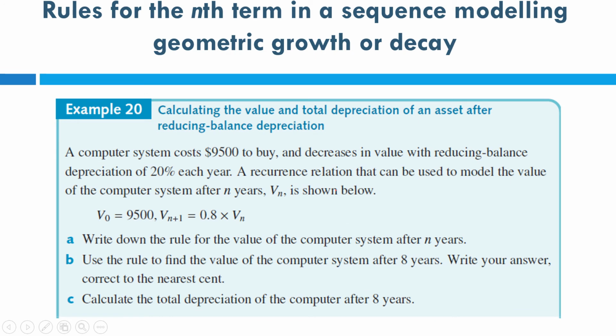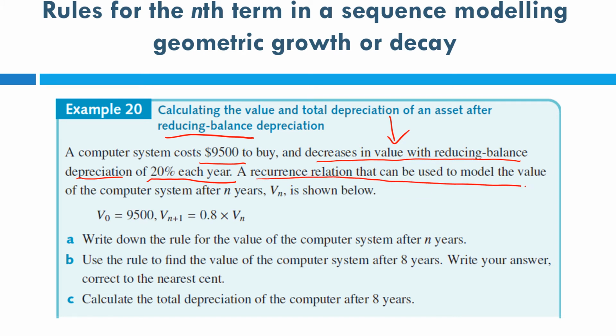Another one. This one now is on reducing balance depreciation. Again, reducing balance means it's going down. It's decreasing. So let's have a look at this example here. A computer system costs $9,500 to buy. Massive computer system. And it decreases in value with reducing balance depreciation of 20% each year. So that means reducing balance depreciation 20% every year of what it's worth at the end of that year, not on the original amount. That's simple, flat rate depreciation. So now we're doing reducing balance.